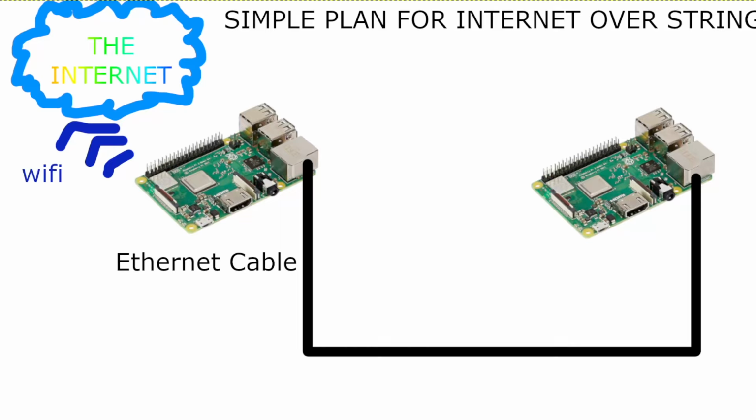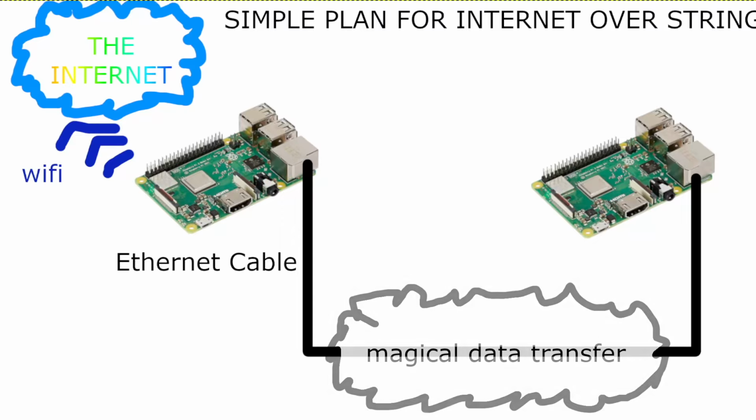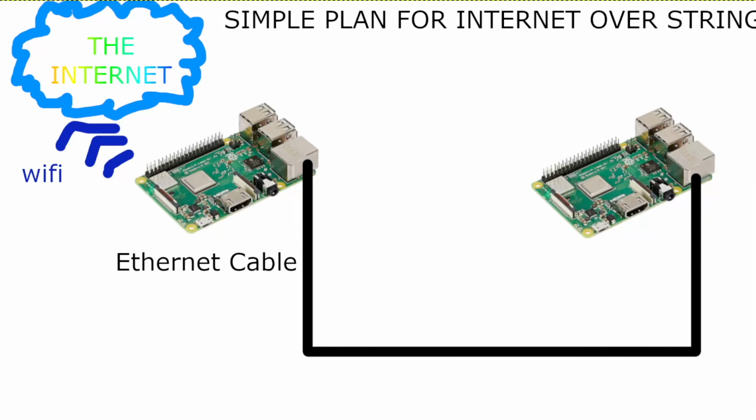The simplest way we could do this is by connecting the two with an Ethernet cable. In order to share an internet connection, we just have to make sure that bits can travel from one side of the cable to the other. Importantly, neither computer really cares how the cable works, as long as the data just makes it from one side to the other.